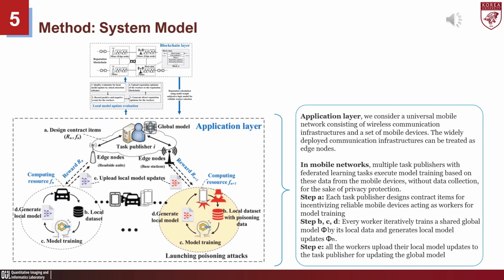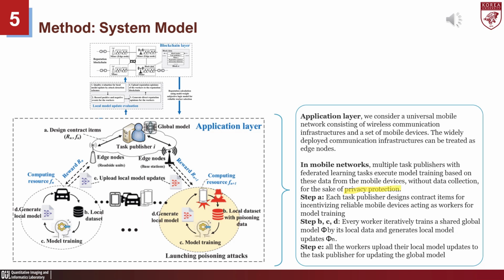This is the overall view of the method, including two layers: the application layer and the blockchain layer. In the application layer, we consider a universal mobile network consisting of wireless communication infrastructures and a set of mobile devices. The widely deployed communication infrastructures can be treated as edge nodes. In the mobile network, multiple task publishers with federated learning tasks execute model training based on data from mobile devices without data collection, for the sake of privacy protection.